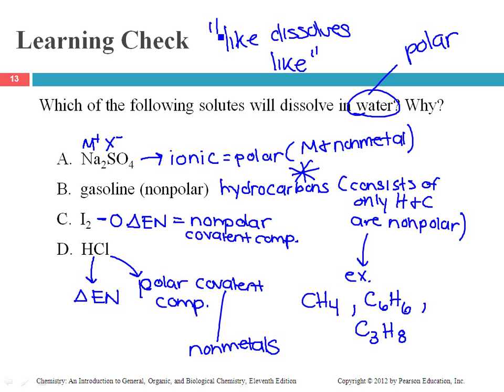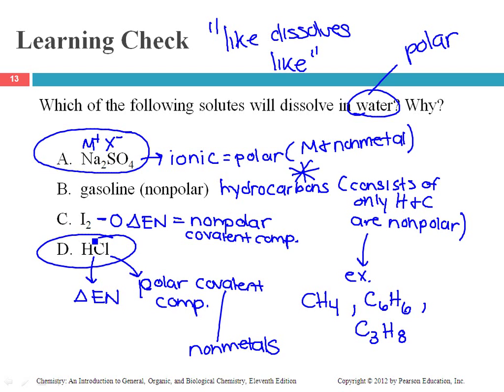So if we go through A through D, the only compounds that are going to be soluble in water, because water is polar, are the polar compounds. So we labeled A as polar. It's an ionic compound. Go back and look at your polyatomic ions and convince yourself that it's the sulfate, with a negative charge. Gasoline, nonpolar. C, iodine, nonpolar. D, polar. So A and D would be solutes that are soluble in water.